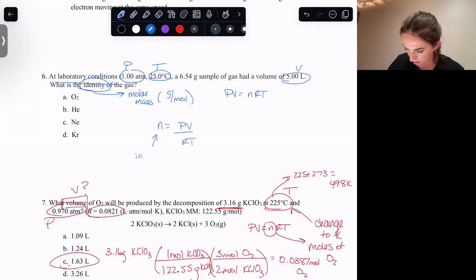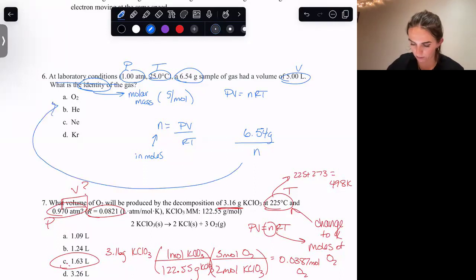So then you can take your 6.54 gram sample and say, okay, I have 6.54 grams divided by the n value that you have in moles, and now that's in grams per mole. And that should correspond to one of these here. I do believe it is oxygen, if I remember correctly. So maybe you can prove that to yourself as a little extra practice.